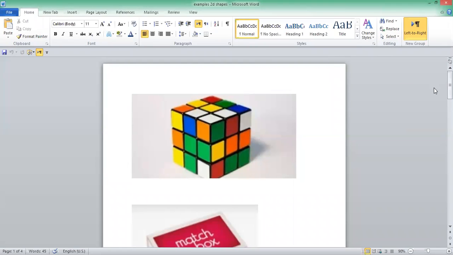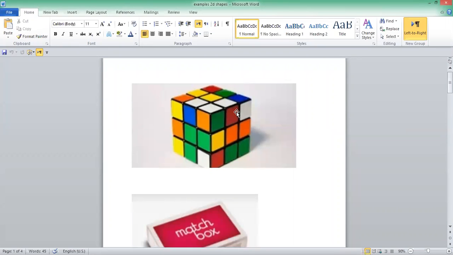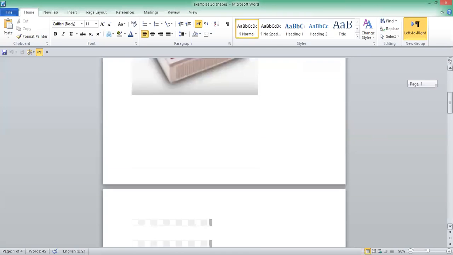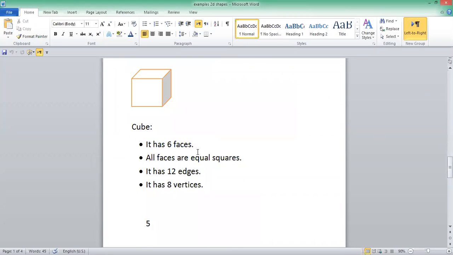Look at this shape. These are the examples of cube. How many faces, how many vertices, and how many edges are there in a cube? So there are 6 faces in the cube: 1, 2, 3, 4, 5, and 6. And you can see every face in the cube is an equal square. And there are 12 edges and 8 vertices. You can look here, we have written the properties. It has 6 faces, all faces are equal squares. It has 12 edges and it has 8 vertices.